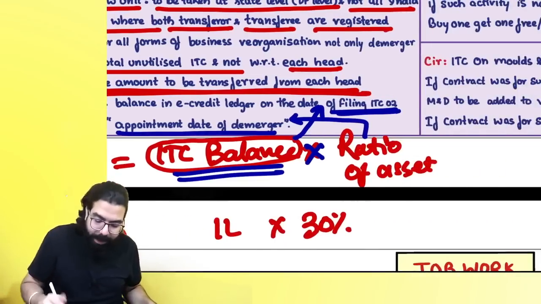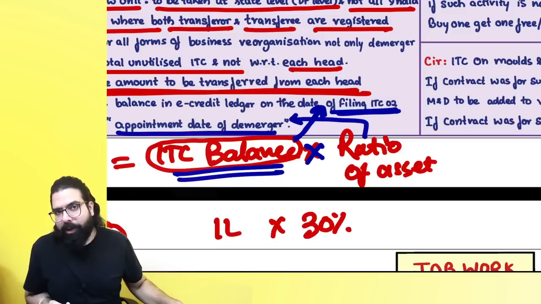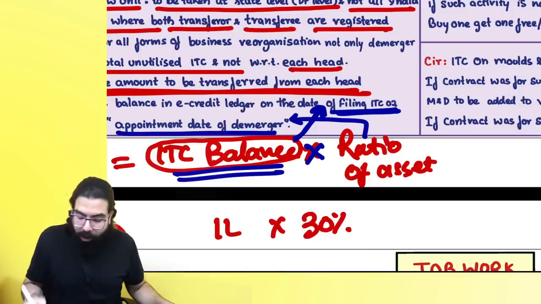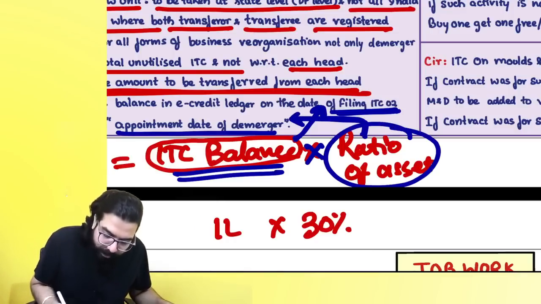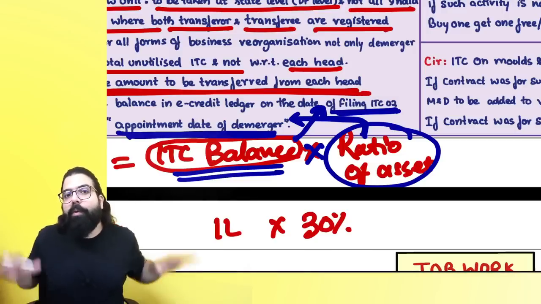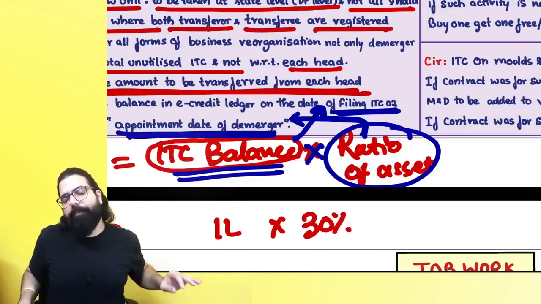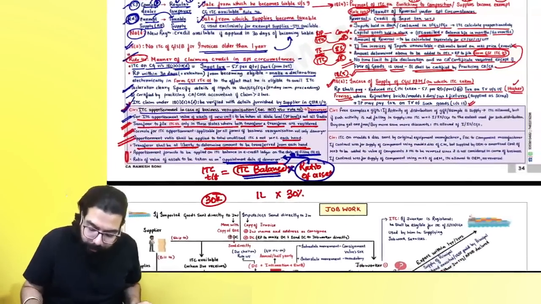So people asked, ITC balance of which date? The date of filing GST ITC 02. Sir, ratio of asset of which day? Then the government told, sir, the appointment date of demerger; on that day, whatever the asset ratio is, on that you can transfer the credit. Done, sir. Point is clear.